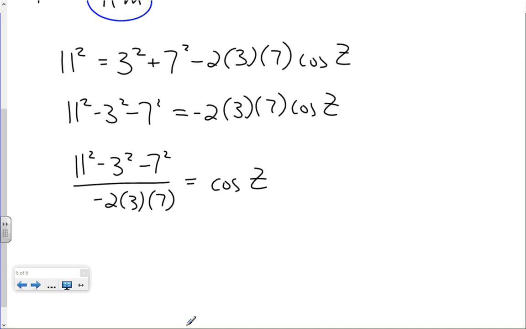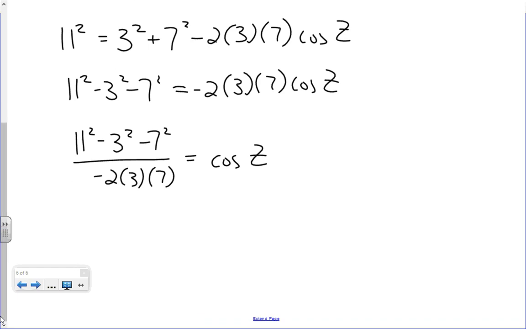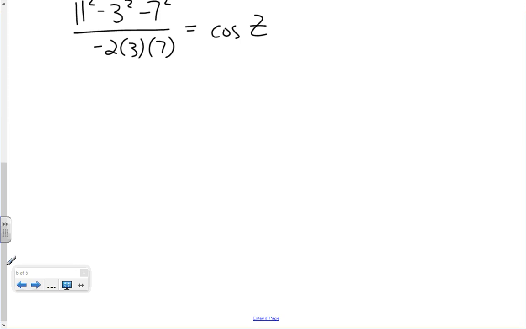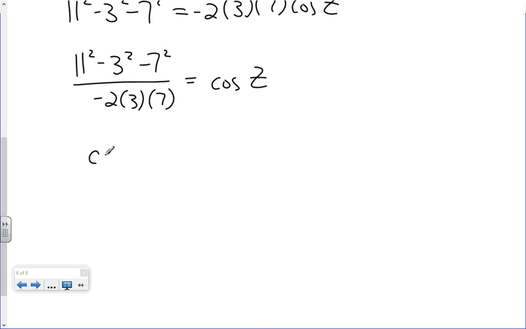And now let's calculate what the numerator is. We've already done the denominator, so we should be able to write that one down. That was the negative 42. Let me write cosine of Z here is equal to 11 squared is 121, minus 9 is going to be 112, and then minus 49 is going to give us 63 there, I think. Double check that. I think that's the right answer there, over a negative 42. 121 minus 9 is 112, yeah.